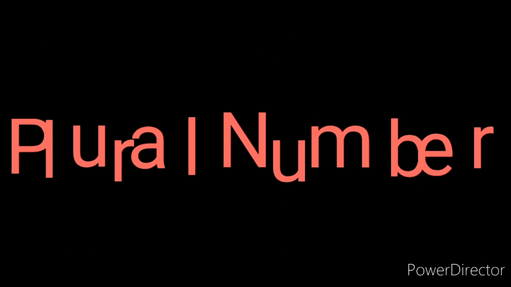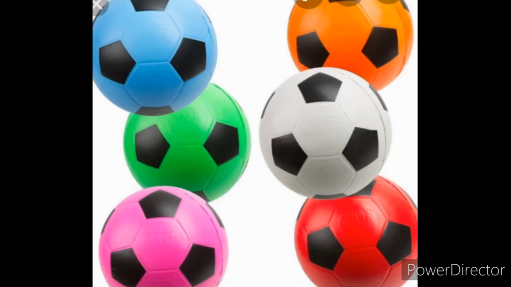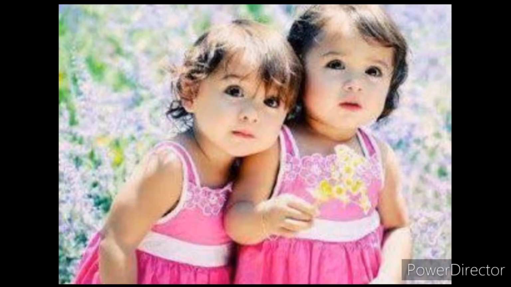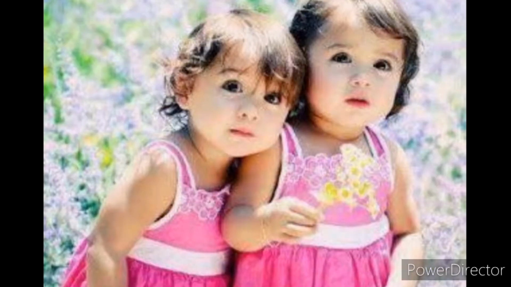Second one, plural number. Plural number refers to more than one person or thing. Examples: apples, balls, birds, girls. These examples denote more than one thing. So it is called the plural number.